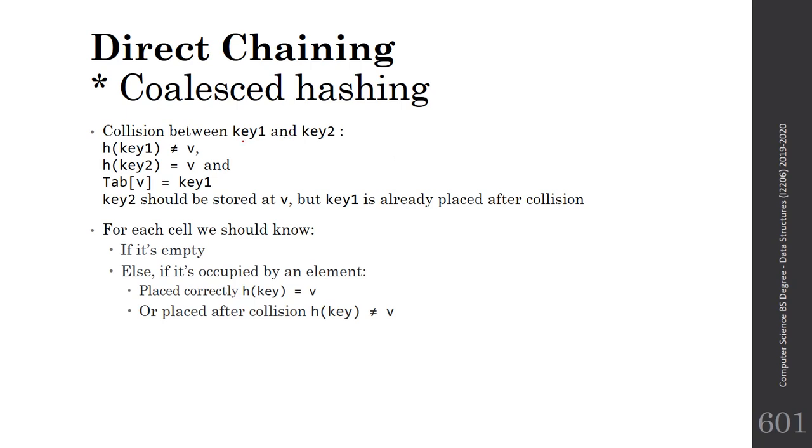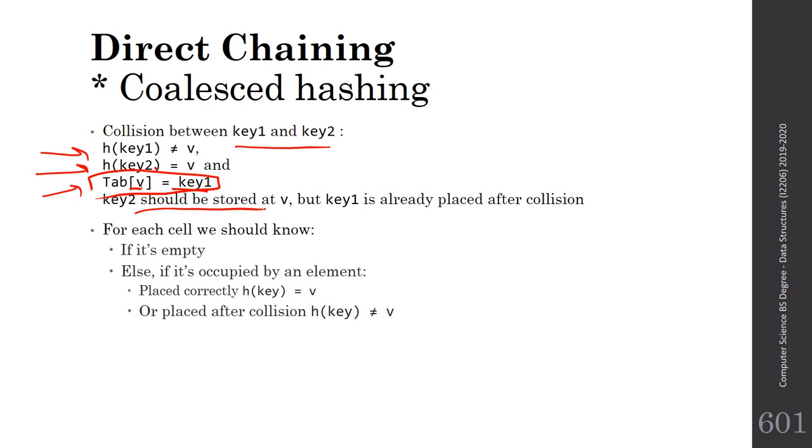Whenever we have a collision between two keys, key 1 and key 2, potentially they have the same hashing value V. However, look well: I have key 1 and key 2, they collide, so they have the same V. But I found in V just key 1, and key 2 is not in V, so it means it is stored elsewhere.